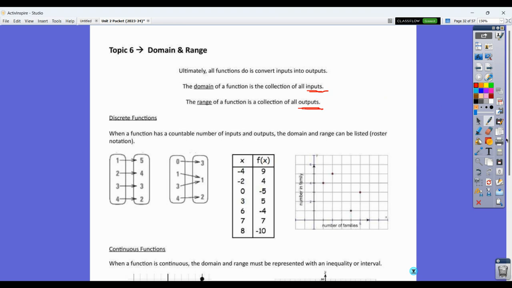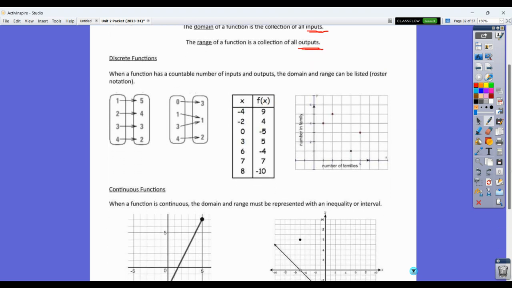So for a discrete function, when a function has a countable number of inputs and outputs, so you can actually count how many, there's not an infinite number of them, the domain and range can be listed in roster notation. So we can list them. I'm going to give some examples here of doing that.